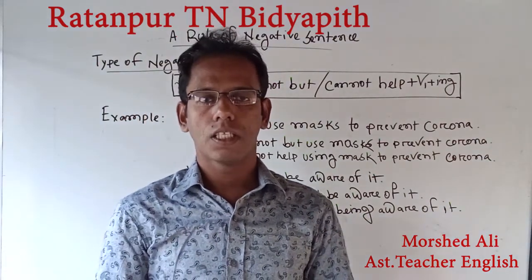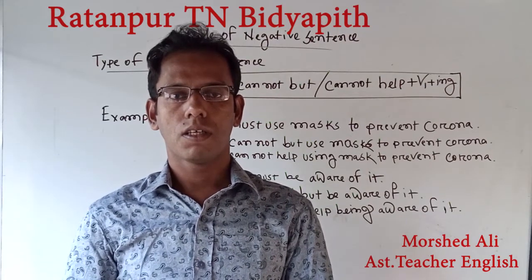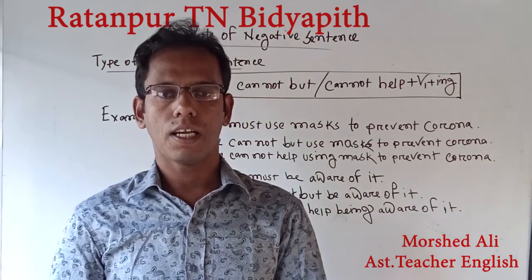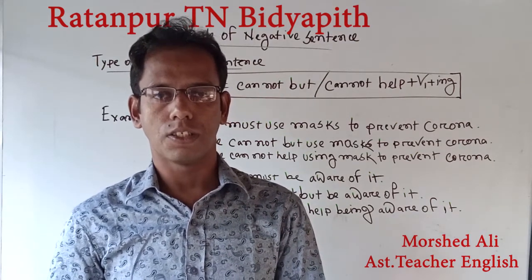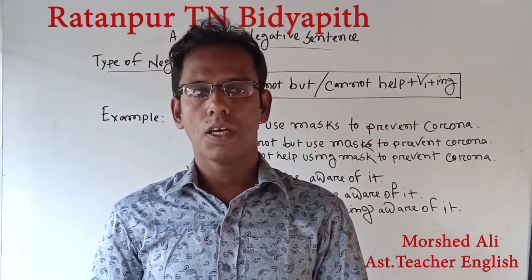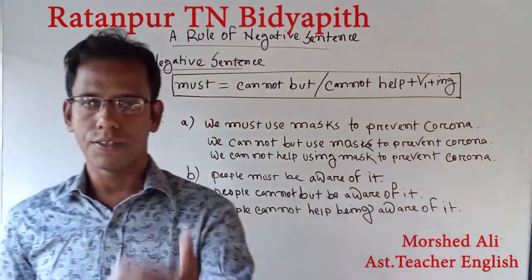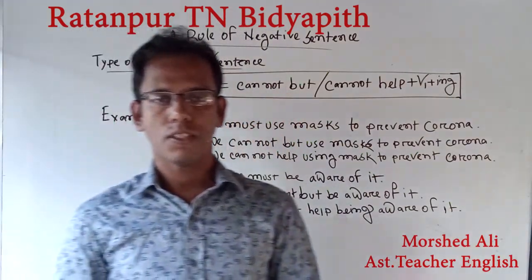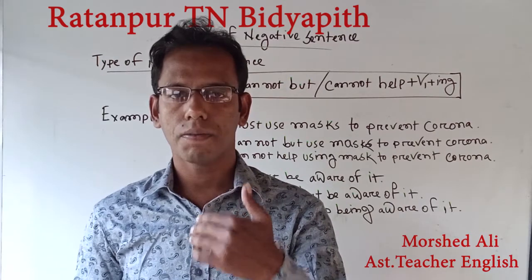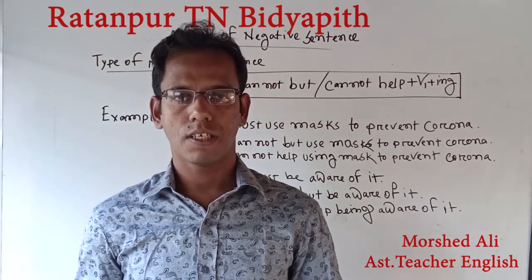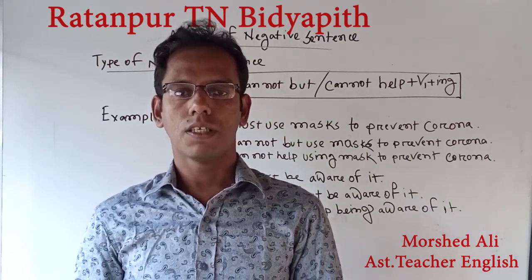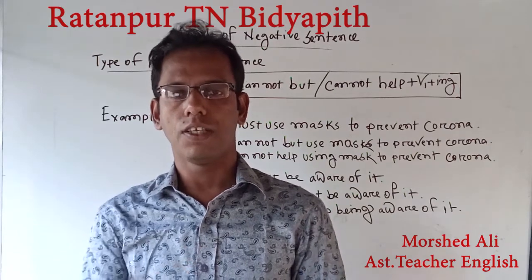We know that there are two types of negative sentence. One is conversion of sentence and another is transformation of sentence. Transformation is a type of sentence where the main meaning remains unchanged. That means the main matter, the main issue, the main valuable meaning doesn't change. But in conversion of sentence, the main meaning is totally changed.